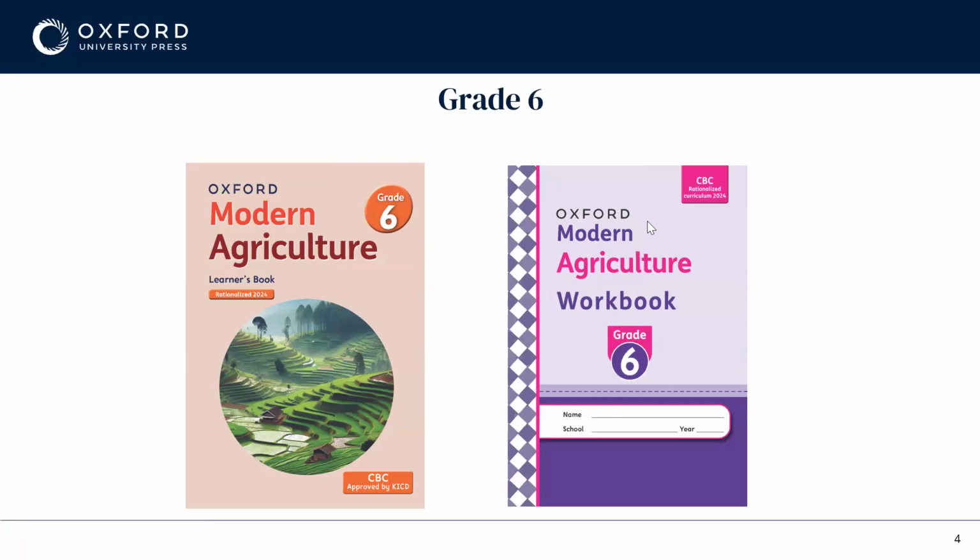We have training on agriculture, the rationalized curriculum in agriculture in grade 5 and grade 6. And this also affects those who are teaching JS in grade 7, 8, and 9. So it's not specific to grade 5 and 6 teachers, even junior school teachers could join. It's going to be very informative.